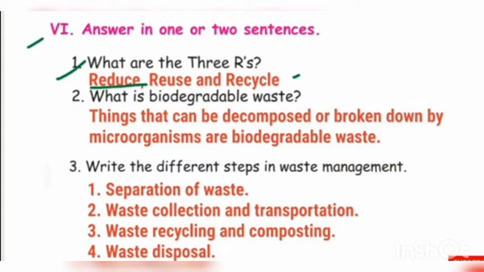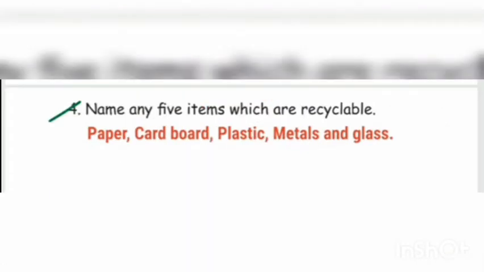Write the different steps in waste management. The steps are: first one, separation of waste. Second one, waste collection and transportation. Third, waste recycling and composting. Fourth one, waste disposal. Fourth question, name any 5 items which are recyclable. Items are paper, cardboard, plastic, metals and glass.